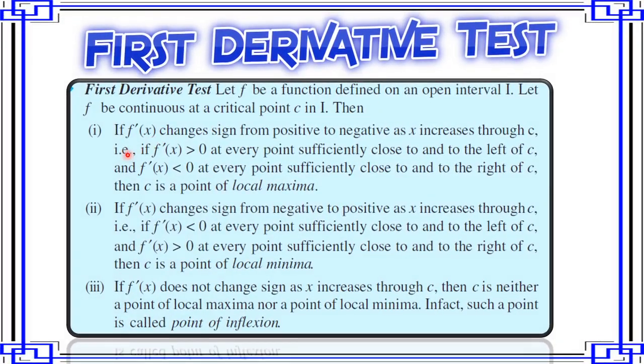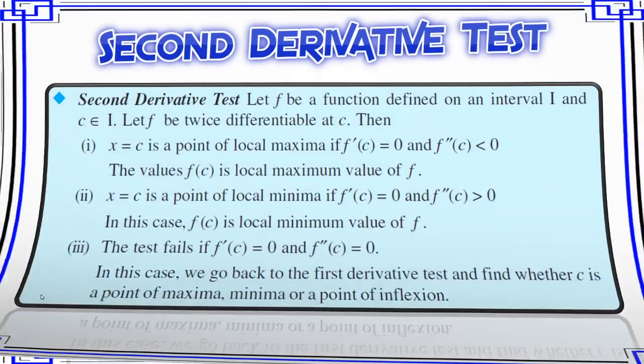First derivative test says that we calculate the first derivative and we find the critical points. We plot those points on the number line and we check the signs. If this derivative changes sign from positive to negative as x increases, then it is a point of local maxima. If it changes sign from negative to positive, it is a point of local minima. And if it does not change sign, it is a point of inflection.